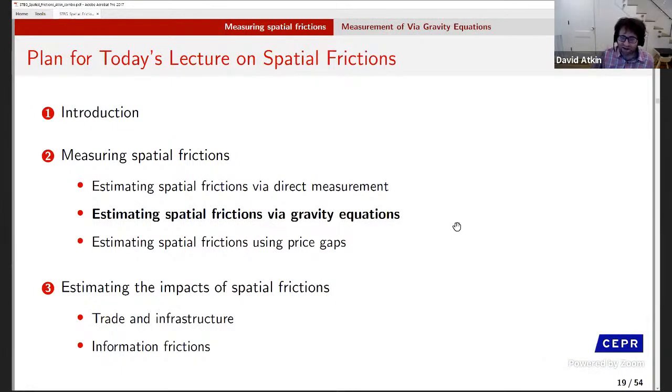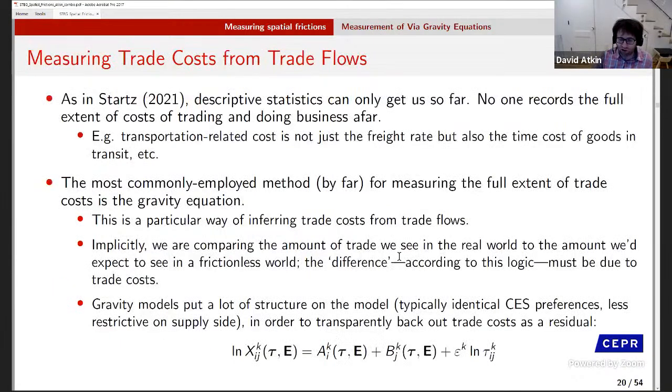Okay, so that's direct measurement. We've already seen a little bit of using some model structure to back out spatial frictions, although not in detail. So easily the most common way to measure trade costs by backing them out from other information is backing them out from trade flows. The attractiveness of this is that we're only ever going to get so far by trying to measure the costs directly. Yes, we may do a decent job at measuring a handful of them, but it's just so hard to get the full costs.